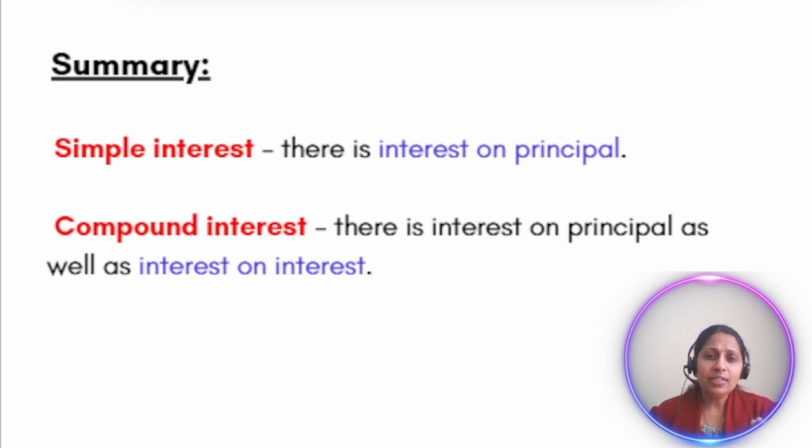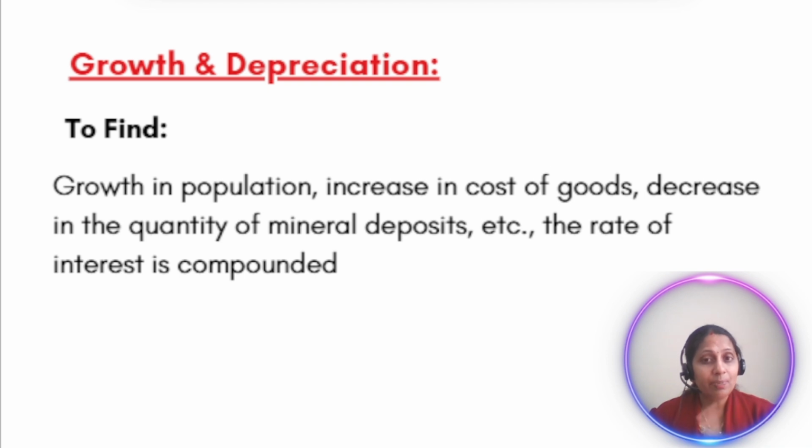Now, there is a little more extension to this. One is your growth, the other one is your depreciation. Sometimes they will ask you to find how much is the growth in population, how much is the increase in the cost of goods, or otherwise the decrease in the quantity of mineral deposits, where the rate of interest is compounded. Okay, the word compound. So in certain cases, you will be asked with these. Remember, this is also a compound interest type only.